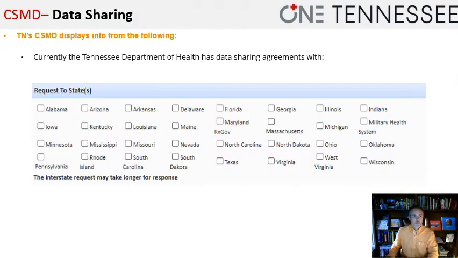Currently, the Tennessee Department of Health has data sharing agreements with the following states. So that means you can pull data from other CSMDs if that's relevant. For example, if I'm checking a prescription and I don't have any red flags or reasons to think that anything is going on, I'm not going to check Arizona and Arkansas. Now, if it's a snowbird that typically lives in Florida and they're passing through on their way to Ohio, I'm probably going to pull the Florida record and the Ohio record to look for controlled substance dispensing in those two states. But in general, you won't need to check contingent or other states in most cases.